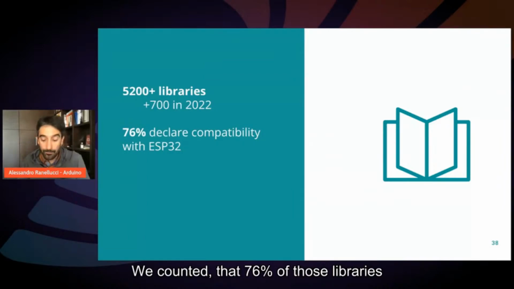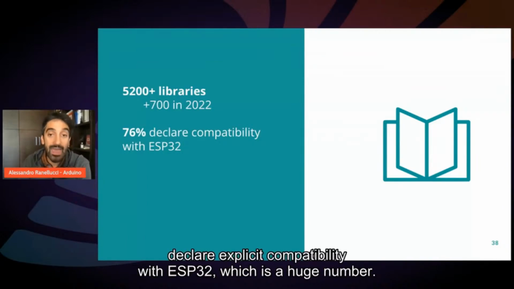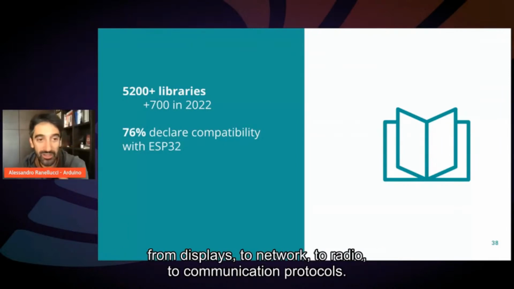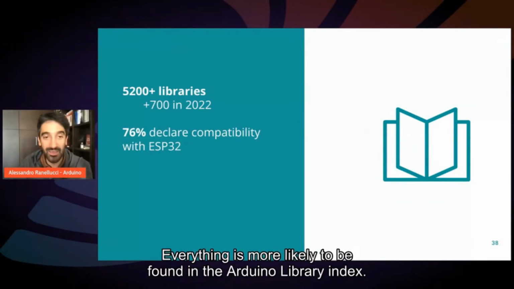We counted that 76% of those libraries declare explicit compatibility with ESP32. Which is a huge number, which means that there is plenty of choice of libraries doing whatever you want, from displays to network to radio to communication protocols. Everything is more likely to be found in the Arduino Library Index.